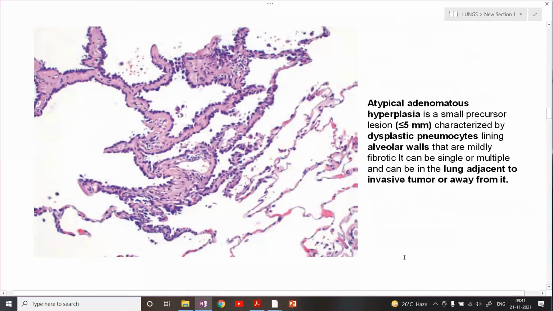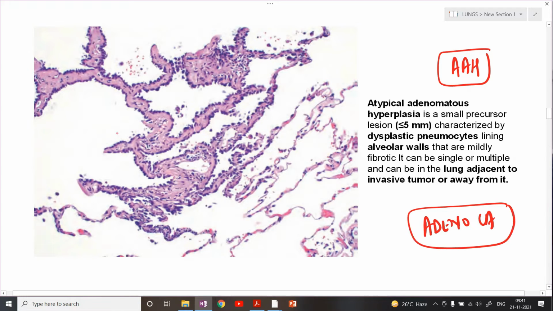Now, this is one precursor lesion that we had seen, AAH, that is atypical adenomatous hyperplasia. Now, this is basically a precursor for which carcinoma? For adenocarcinoma. Now, as we look at this particular part, what is this part that I have ticked? Alveoli. Very good. This is the normal lung alveolus.